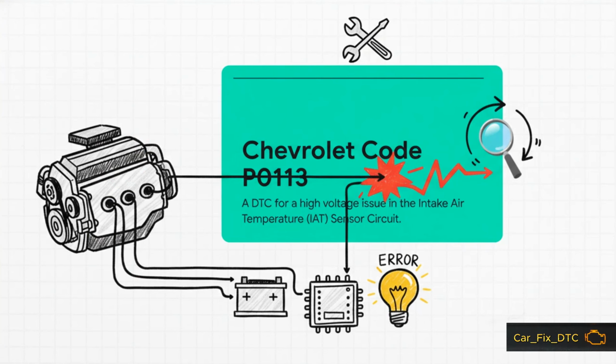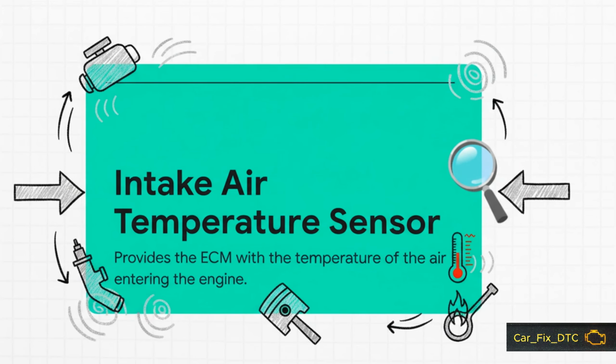So what is P0113 exactly? Well, it's what they call a diagnostic trouble code, or DTC. And all it's really saying is that there's a high voltage issue somewhere in that intake air temperature sensor circuit. Think of it like this. Your car's computer is screaming, hey, the signal I'm getting from this sensor is way too high. Something's wrong. And that little alert brings us to the main character in our whole drama, the IAT sensor.